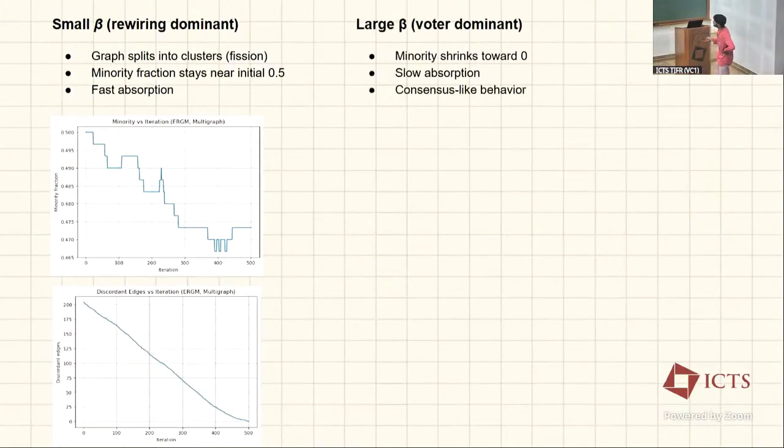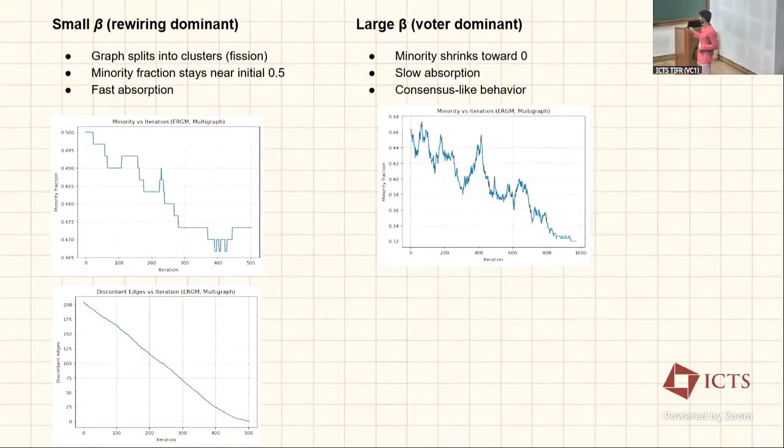On the other hand, we have the large beta, which means voter dominance, because beta is our voter strength. If you have large beta, the rewiring doesn't work. In that case the consensus is eventually reached, but the cost you have to pay is more time, because it will take n cubed steps. We'll explain why this is n cubed.